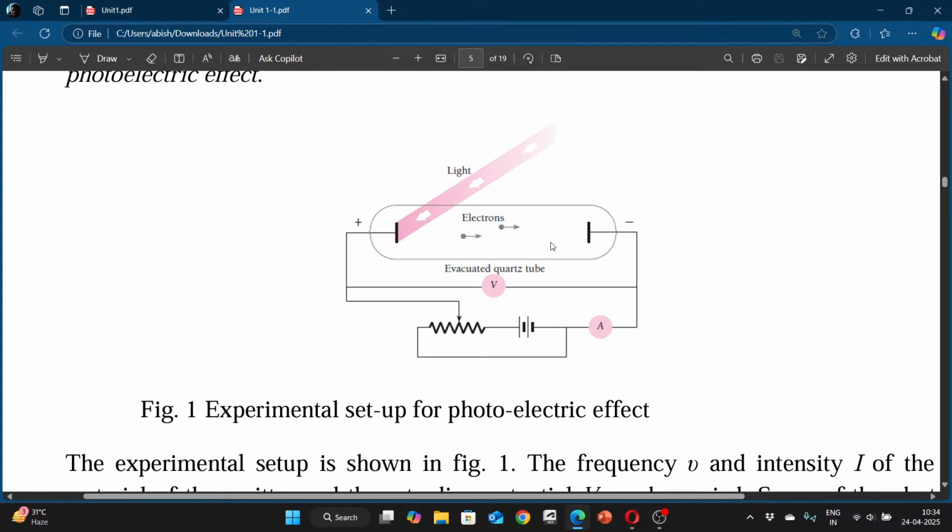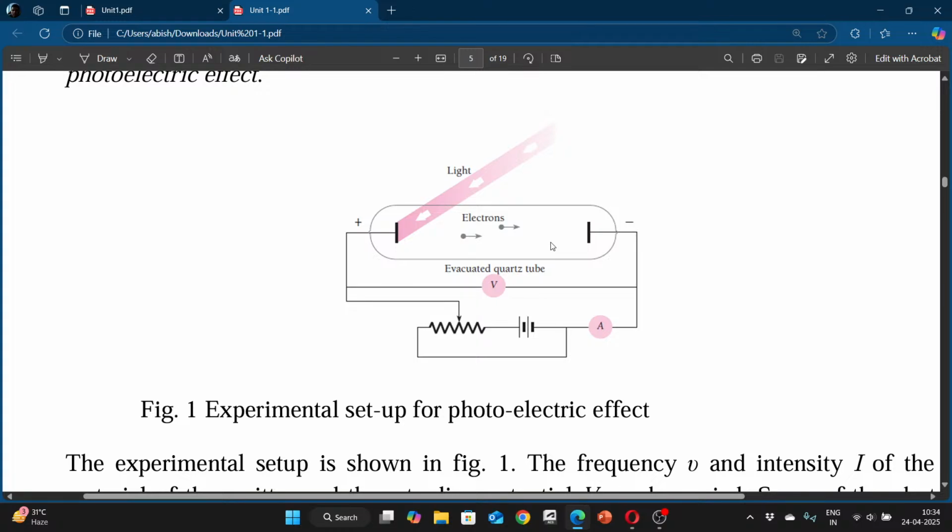So this is the evacuated quartz tube. Evacuated because it is almost a vacuum, where you remove everything out. Similarly, you remove all the air out of this. That's why it's called an evacuated quartz tube. Light is there. The photoelectrons, we can write them as electrons.